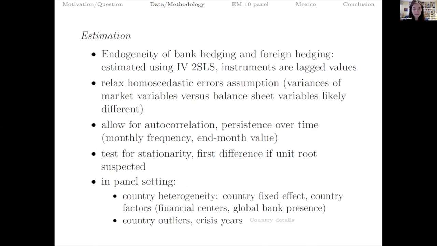In the panel setting, as you saw in the model, there's a country intercept or country fixed effect. But I also try in the panel setting to get at the idea of financial sector development or financial sector heterogeneity. If there's a different structure in the domestic financial sector, for example a larger presence of foreign banks or global banks, is this effect stronger? I try to get at that by using some other data to proxy for it, because for these jurisdictions I don't have the individual bank data.